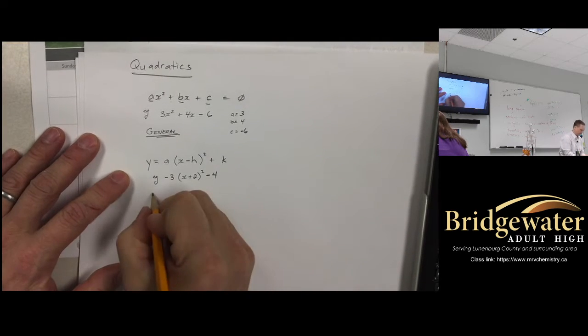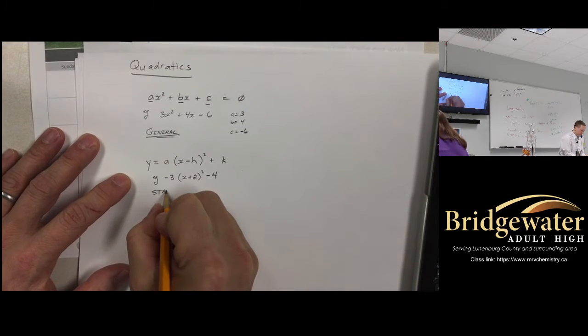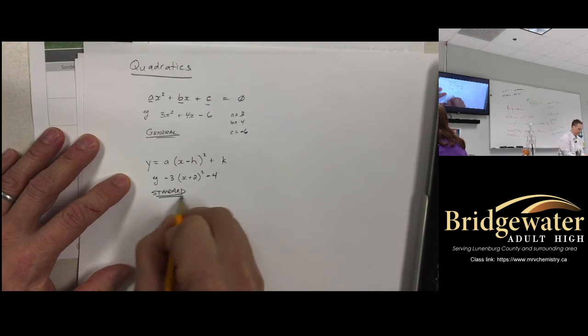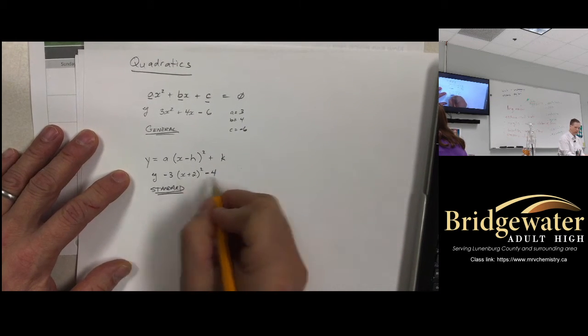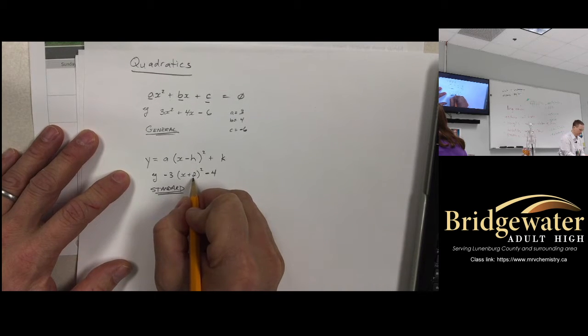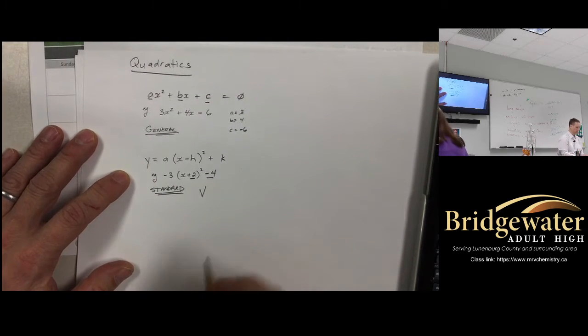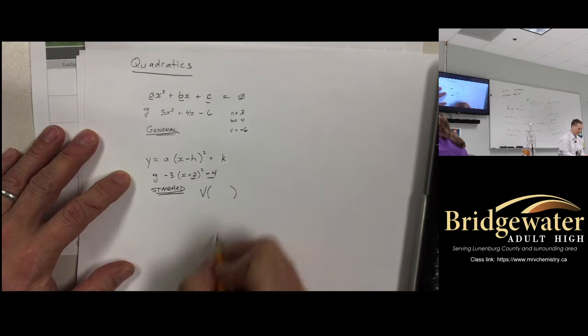We prefer this, this is called standard format. We prefer this format because this format tells us three things right away, and we can graph this thing without a calculator and with anything else. So there's a number there and a number there, and that gives us the most important number, which is called the vertex, V for vertex.